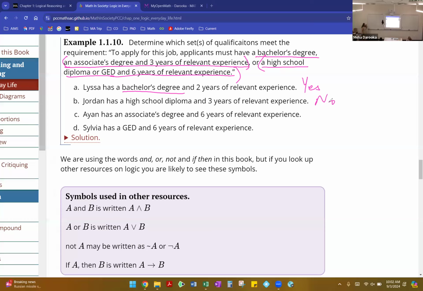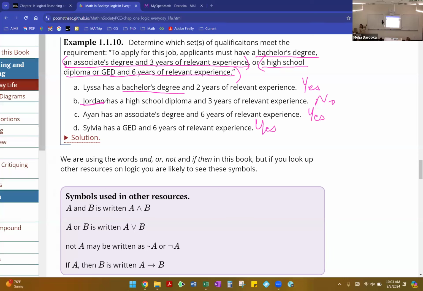AN is associate's degree with 6 years. So what did we say for AN? He only needs 3 years, or they, I guess, I'm not sure if AN is, I mean, who uses AN? Sylvia has a GED and 6 years of experience. GED with 6 years, so can they apply? Yeah? So is Jordan the only person who was not eligible?